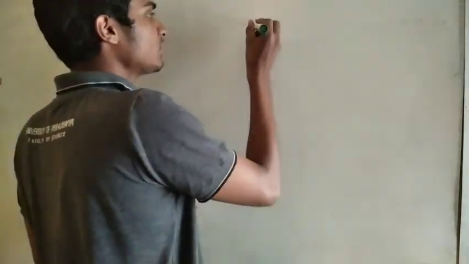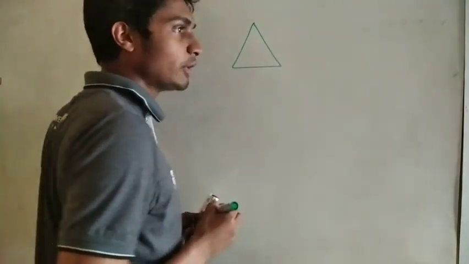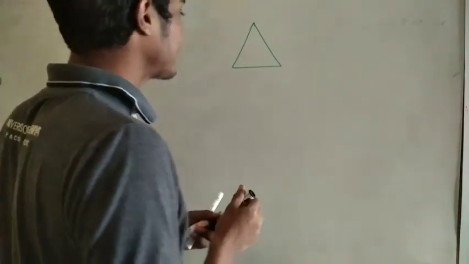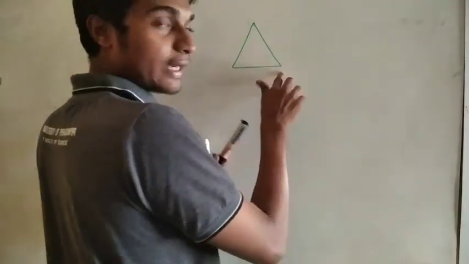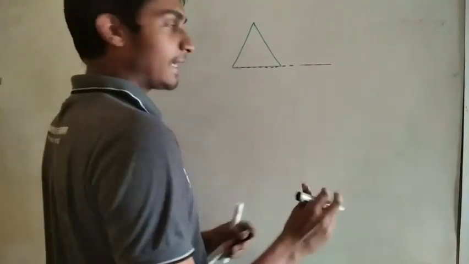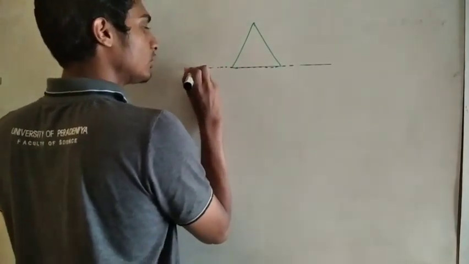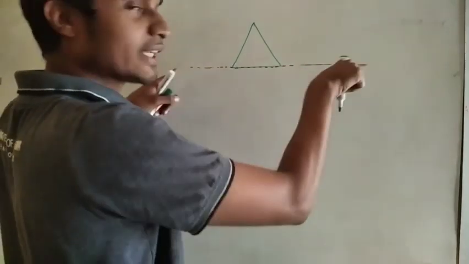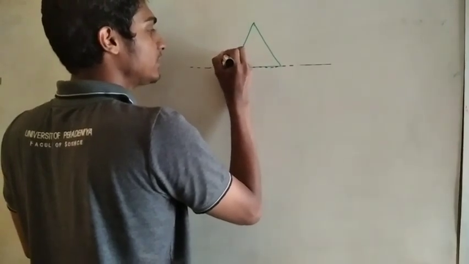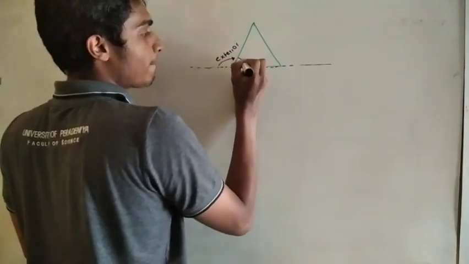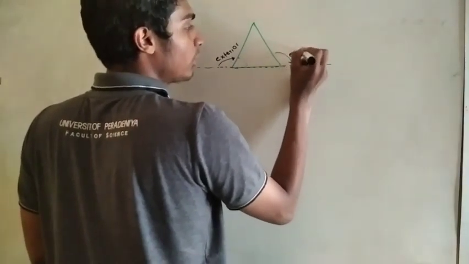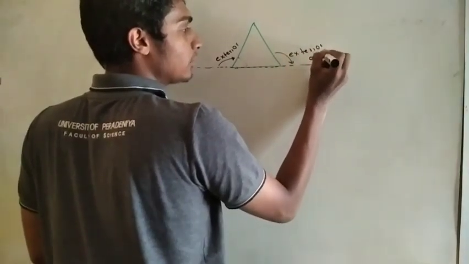For example, suppose I have a triangle like this. In case I extend one of the sides, let's say you have this line, and if I extend this, you can extend it like that, or you can extend it towards this direction. Whichever direction you extend doesn't really matter. The angle formed here is an exterior angle. This is an exterior angle, and this is also an exterior angle. This is also an exterior angle.